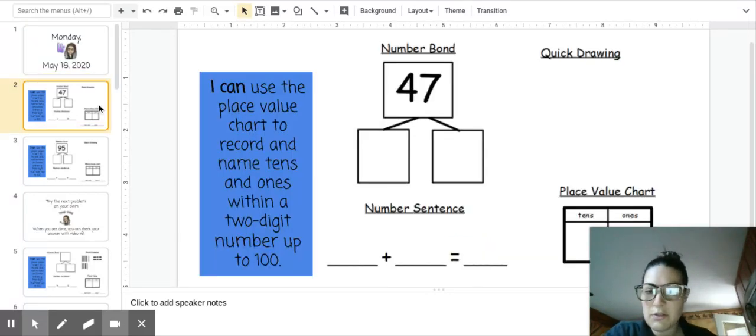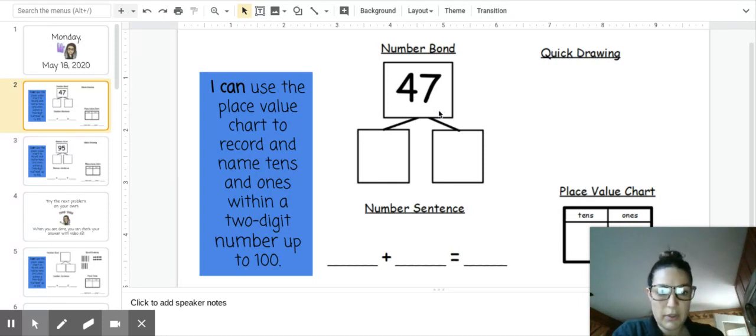The lesson we're going to do today has a learning target right here. It says, I can use the place value chart to record and name tens and ones within a 2-digit number up to 100. So here we are with this number 47, right? That's how we would read that.